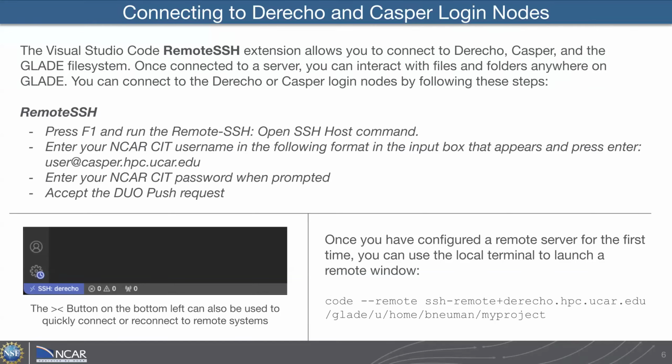Another nice thing is that you can actually launch a remote session. So this will launch a new window. If you were to, say, on your local machine in the terminal window, you could use this code --remote command to open up Derecho remotely and then provide a path. So let's say if you wanted to connect to a CSM project folder every single time, you could set up an alias on your local machine and have it launch into that every single time. Reduces a lot of clicking, saves a bit of time there.